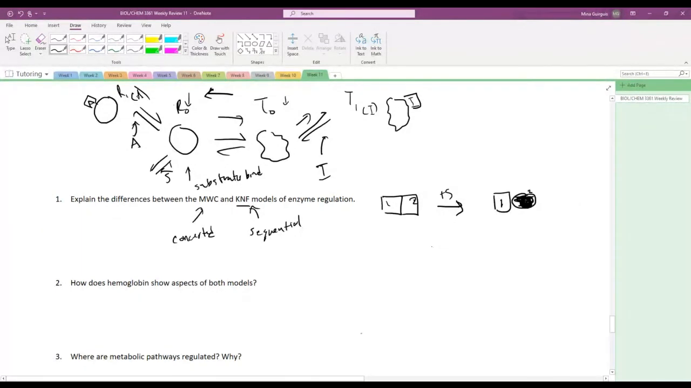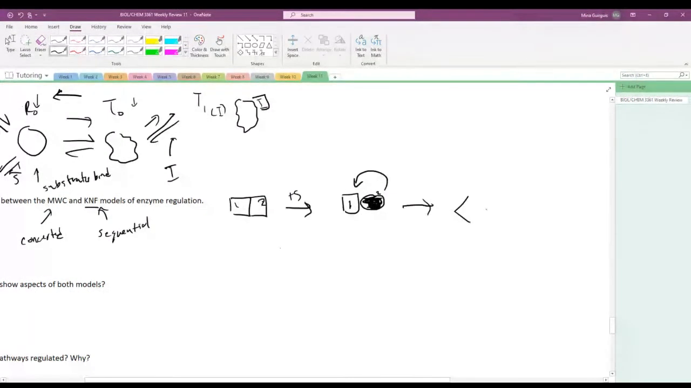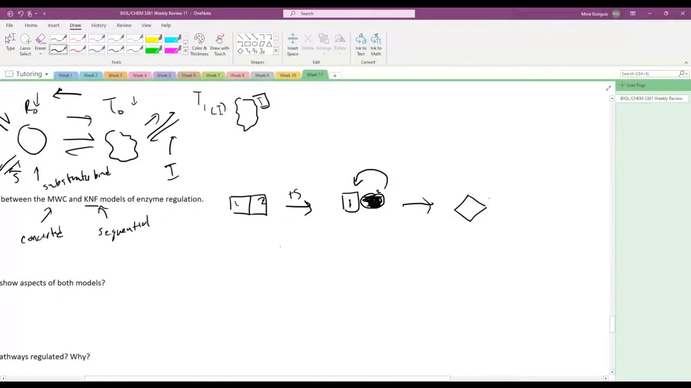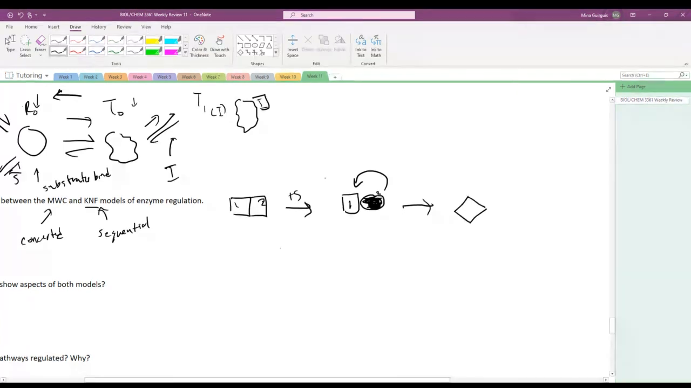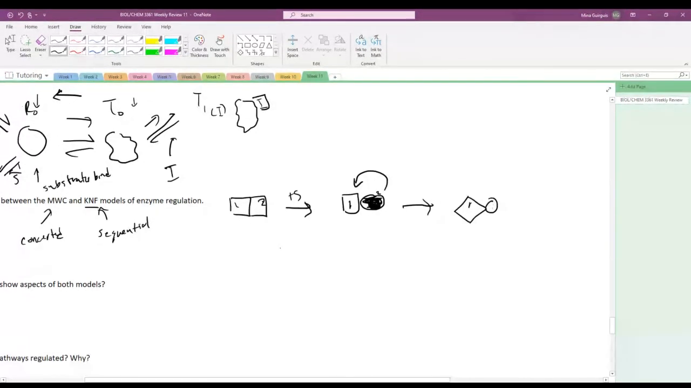However, I should say, the substrate binding to subunit 2 induces a conformational change in subunit 1. That conformational change could be as simple as, because the substrate bound to subunit 2, the 2 subunits bind a little bit differently and they rotate. It could be that simple. When it does that, 1 becomes 1 prime.